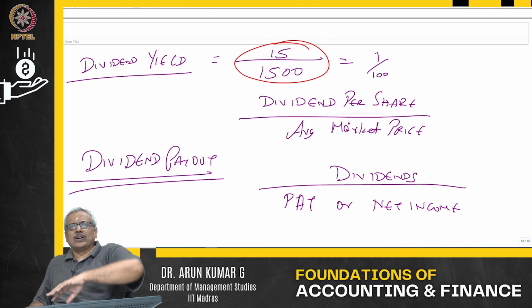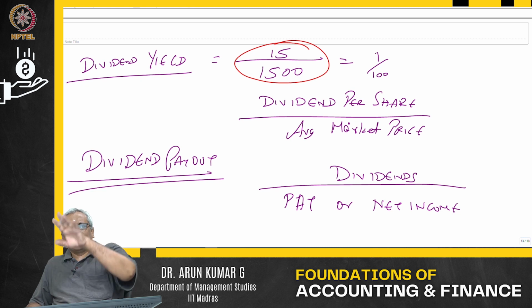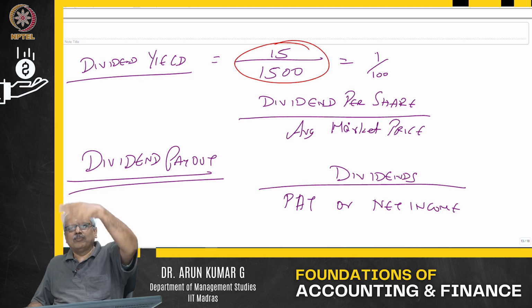If 40% is the payout ratio, that means the company is distributing 40% of their net income as dividends.